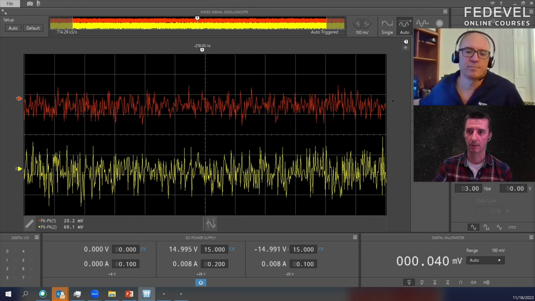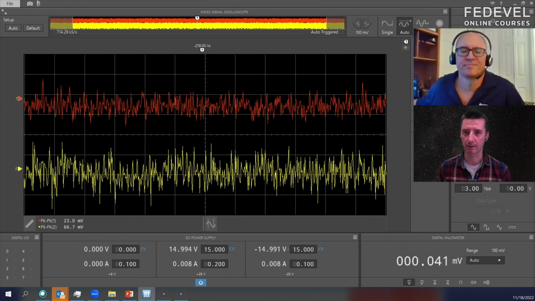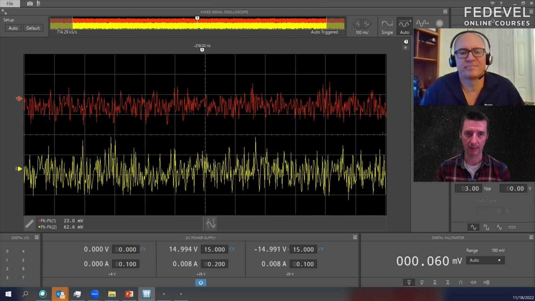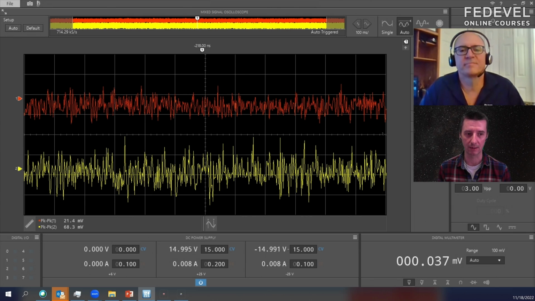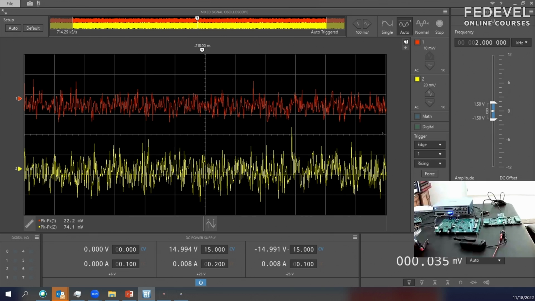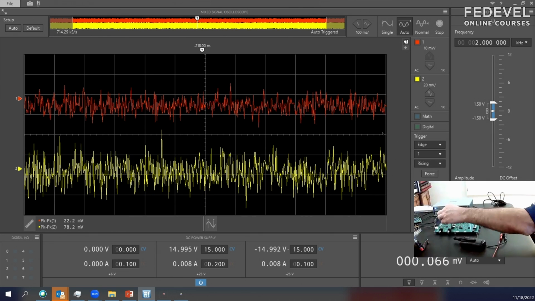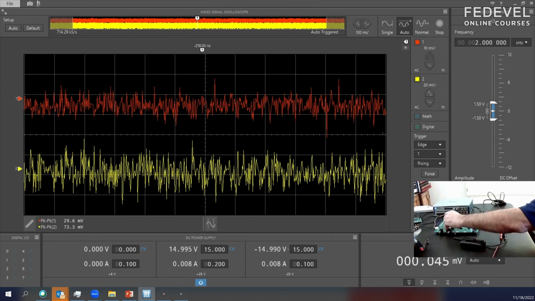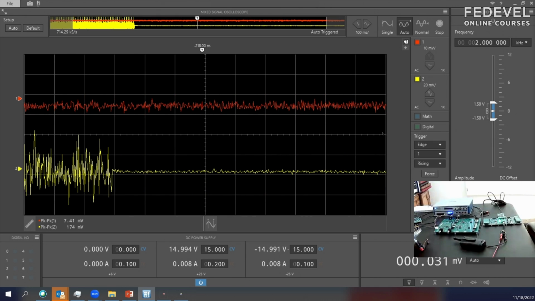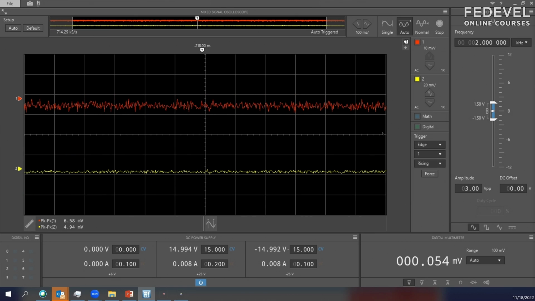So if someone is designing super sensitive analog circuits, they need to be aware and careful about this intrinsic noise, correct? Yes. Let me show you that. If I put this jumper in here, we're connecting a filter, and you can see that when you connect that filter, the intrinsic noise of the amplifier dramatically reduces.